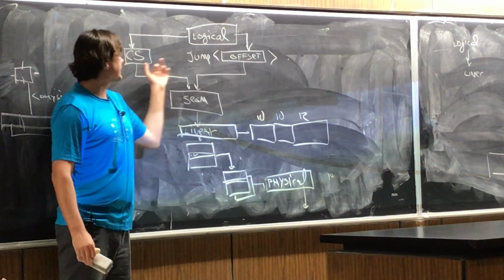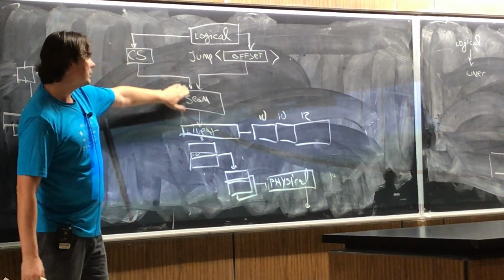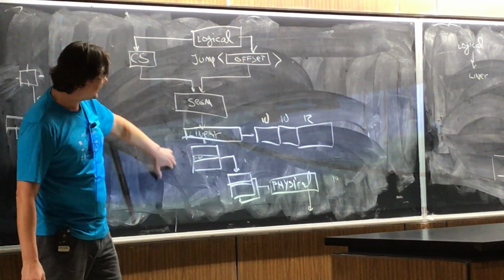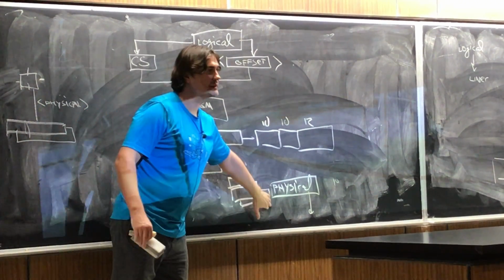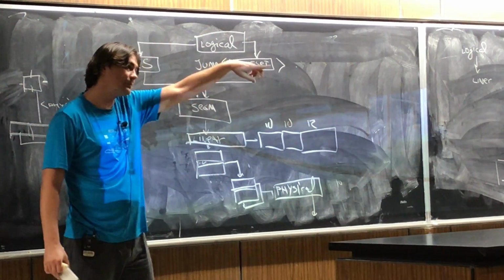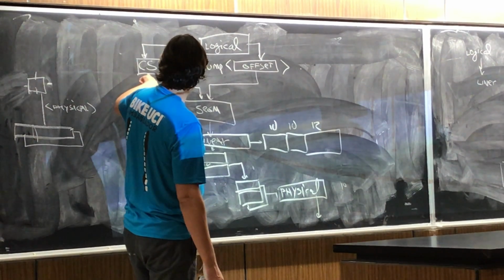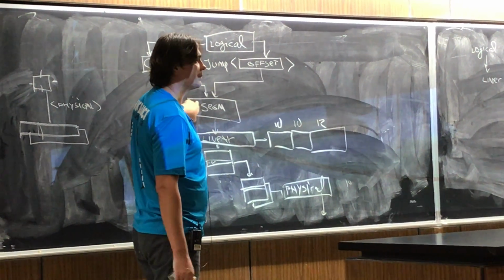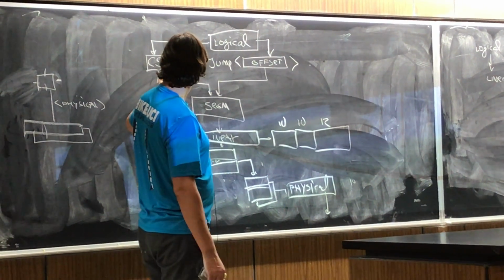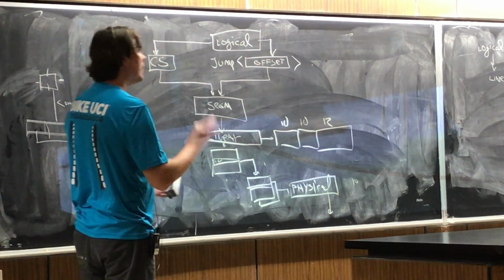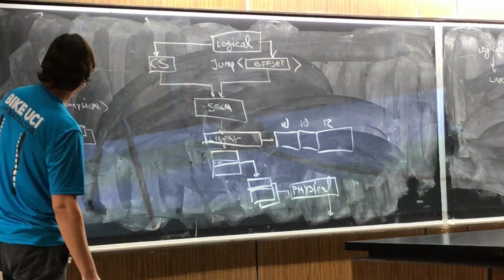So logical consists of 2 parts, goes through segmentation, becomes linear, linear goes through page tables, becomes physical, right? What does the CS stand for? CS, control segment register. Okay, let me explain now how segmentation works.